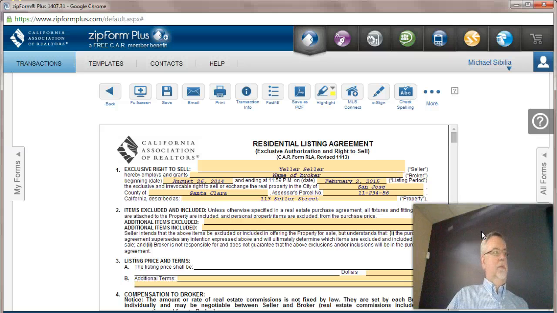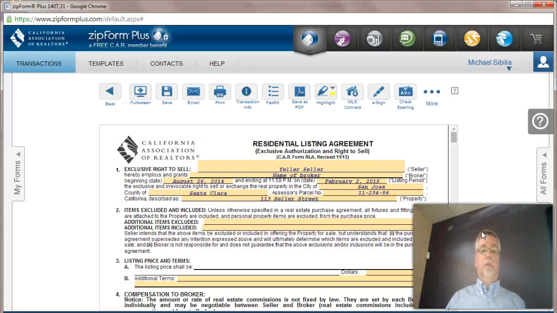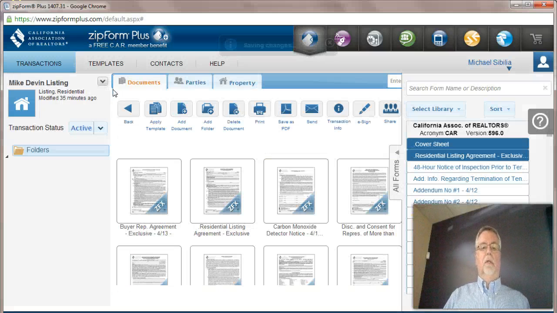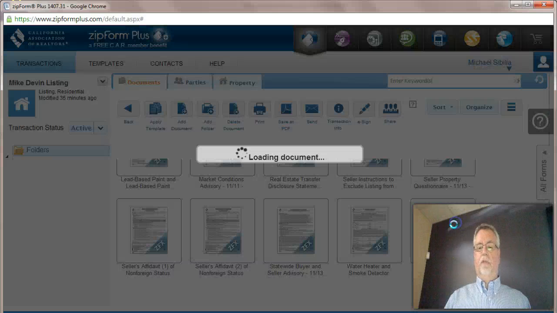So the name of broker will be Keller Williams. Keller Williams Realty is about all it's going to allow you to put in. If you try to type in Keller Williams Realty Silicon Valley, it's not going to let you type in all that much. It'll shorten it. You could put in KW Silicon Valley, but well, smaller font. So let's just see. Let me go here. So we're going to go to the cover sheet.